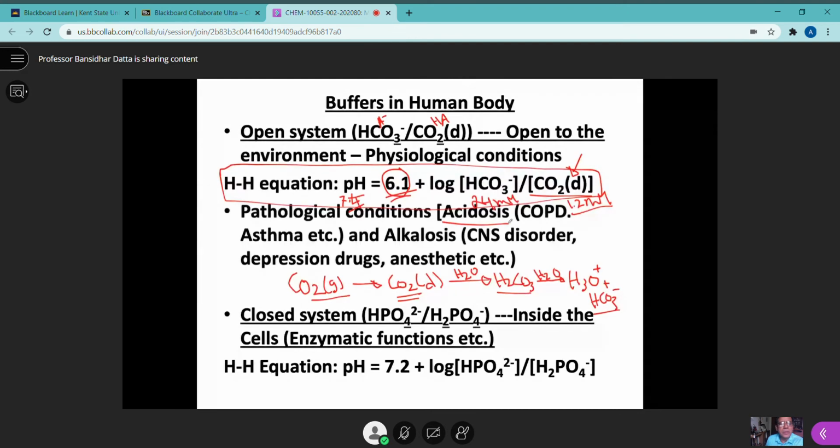Has anyone seen any person with asthma? Have you seen any asthma patient? Some people get exercise-induced asthma too. They have breathing trouble.